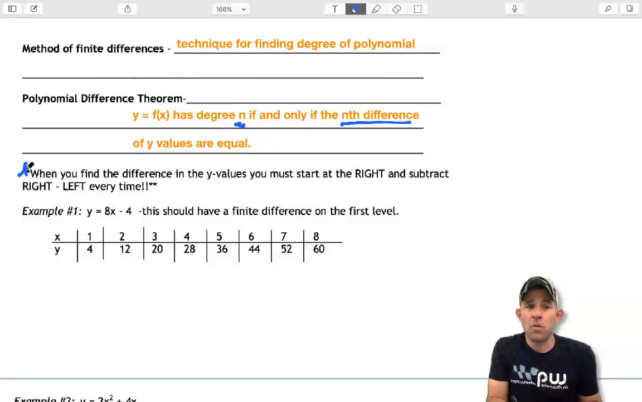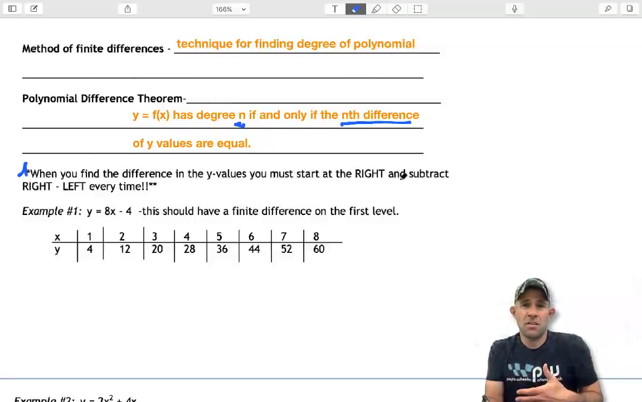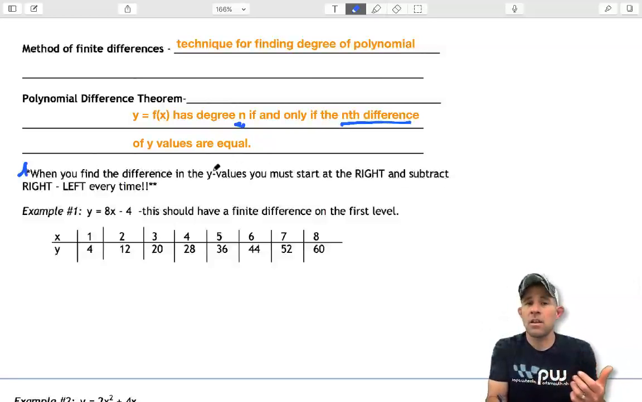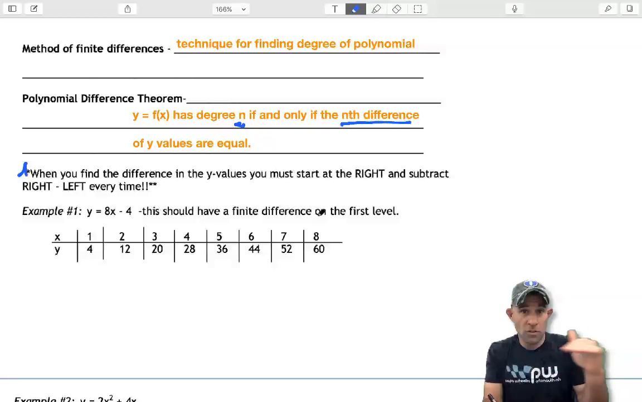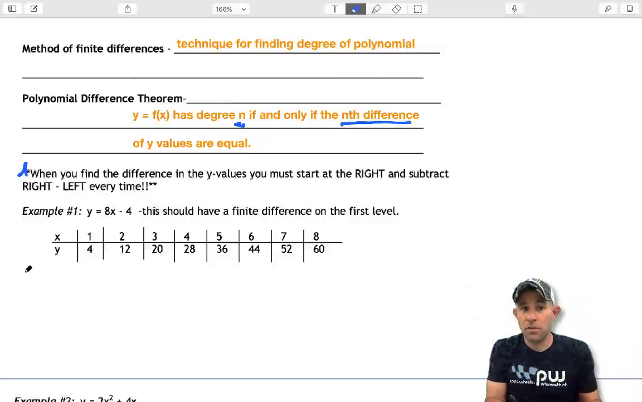Now, one thing you should know, when we are finding the difference in the y values, it's just easier to start on the right, and you always subtract the value to its left. So right minus left every time. Here we go. Example 1 says y equals 8x minus 4. The first set of differences between y values should all be the same. Let's check it out and see if it does.